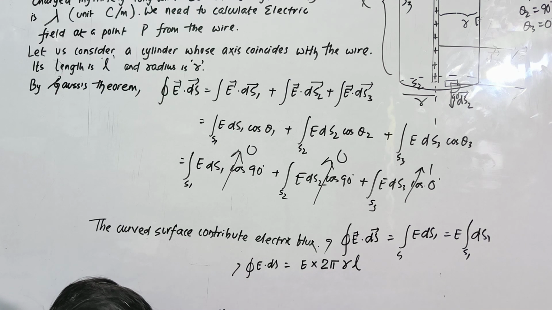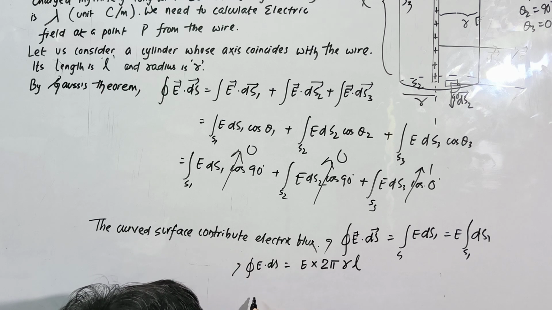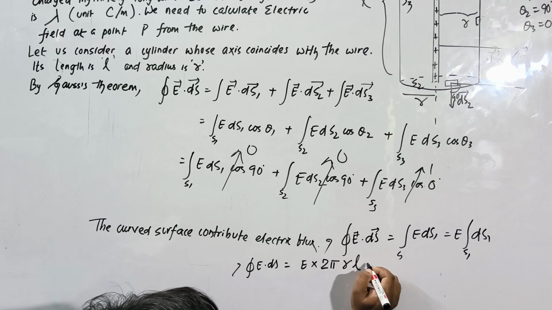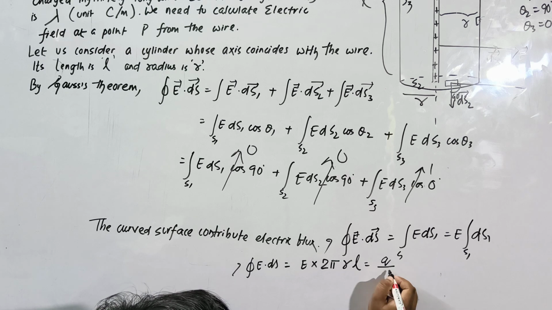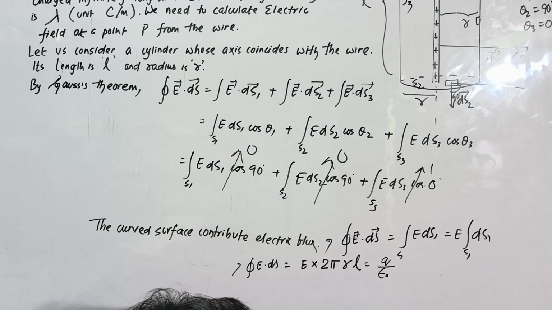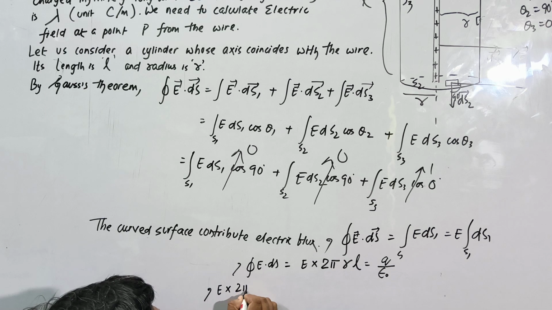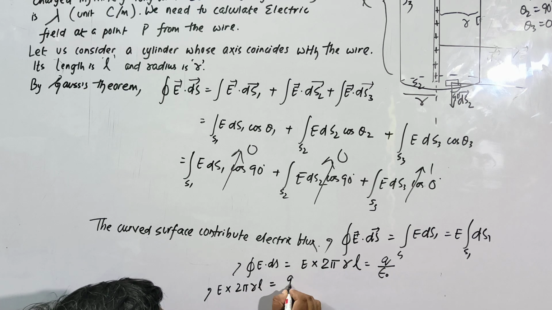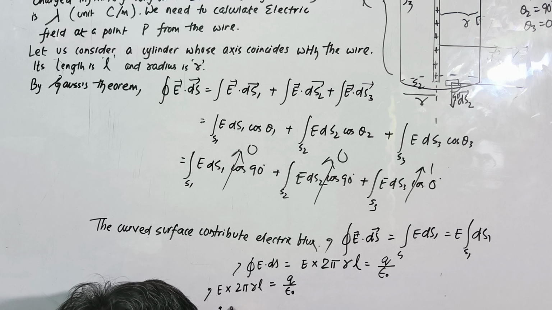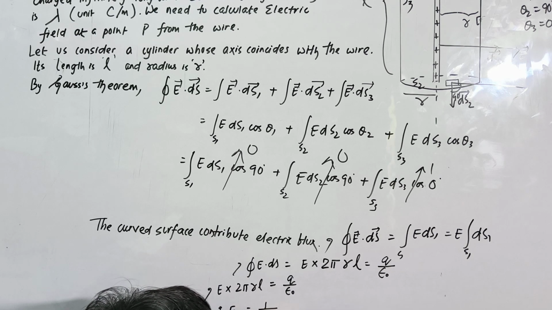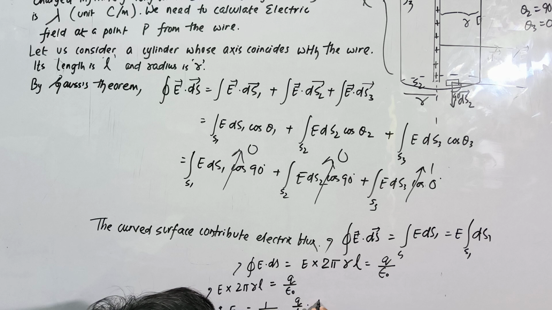From Gauss law, you know that the integral of E dot ds is equal to q by epsilon naught. Do you know q? You do not know q. So you write E into 2 pi r l is equal to q upon epsilon naught, and E is equal to 1 by 2 pi, q by l epsilon naught, into 1 by r.